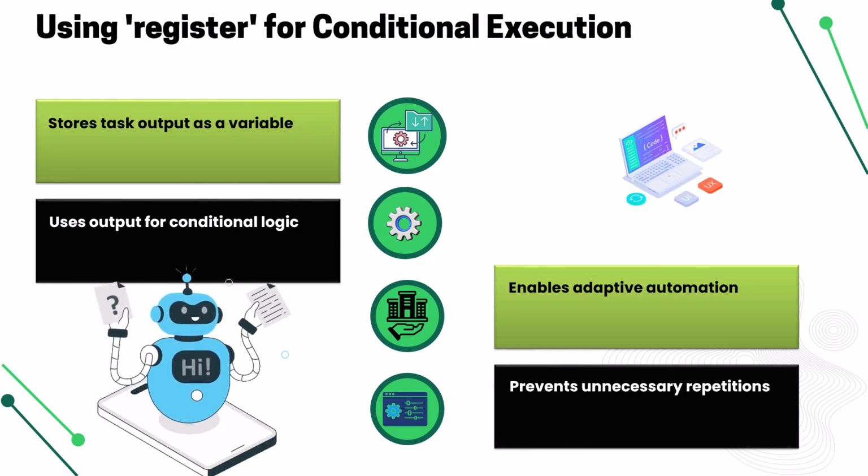Register is like taking notes. Playbooks remember the results of tasks and use them for later decisions. Imagine checking if a pizza was delivered before paying. Same logic. This makes automation flexible and smart, avoiding wasteful execution.